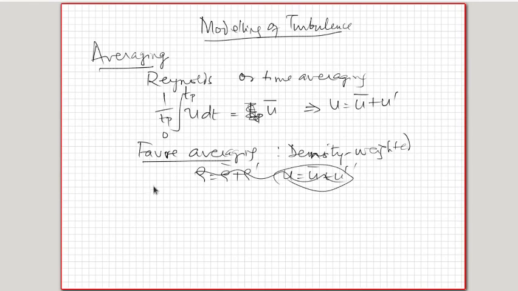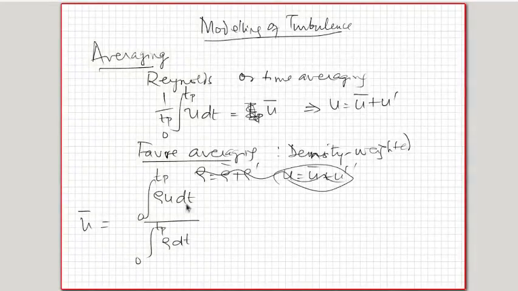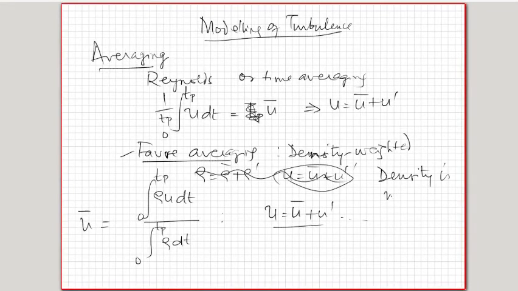So what I do is I integrate rho u dt from 0 to Tp and divide by the integral from 0 to Tp of rho dt. Okay, so this becomes my u bar, and this is called the density weighted averaging or Favre averaging. In the same way I do it for other quantities, and then I write u equal to u bar plus u prime and so on. So this is what is called the Favre averaging, and this is important to do where density is not constant.